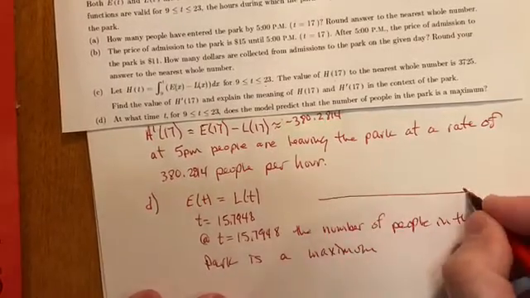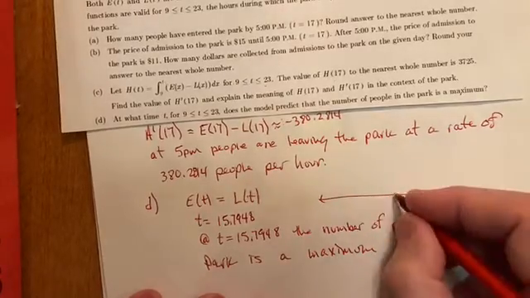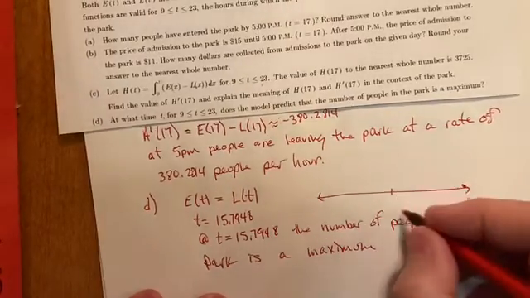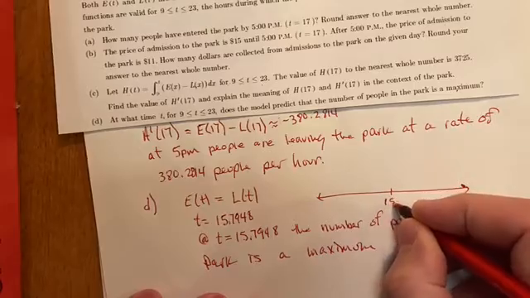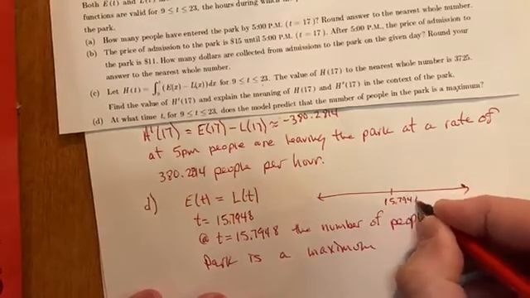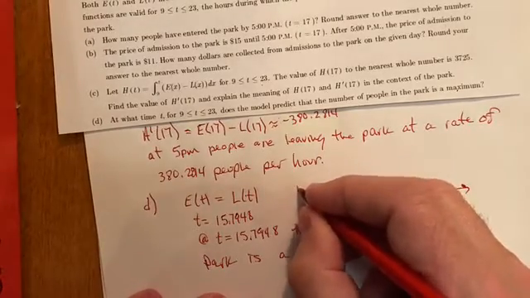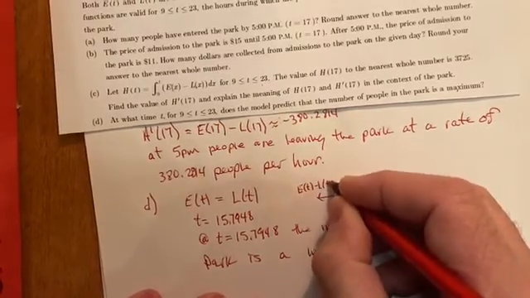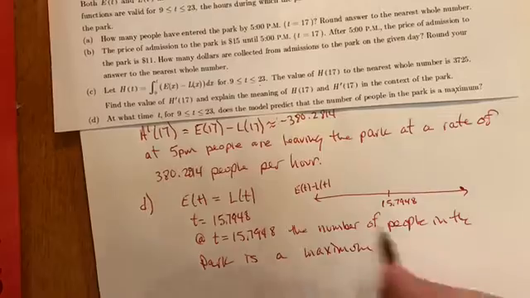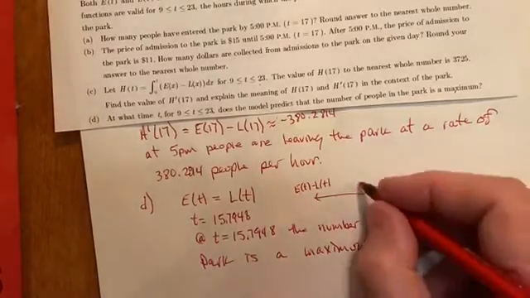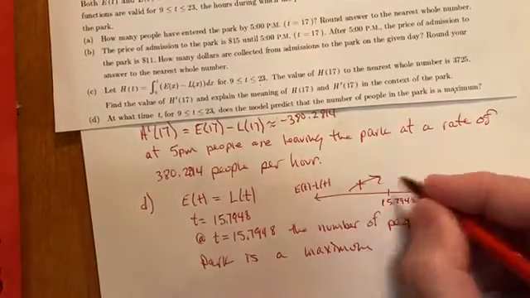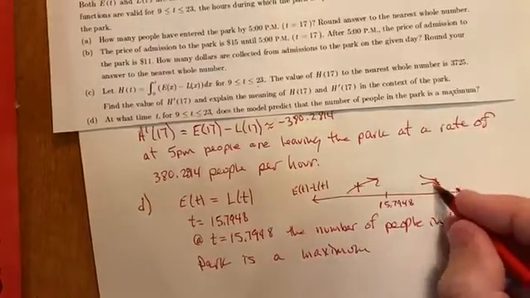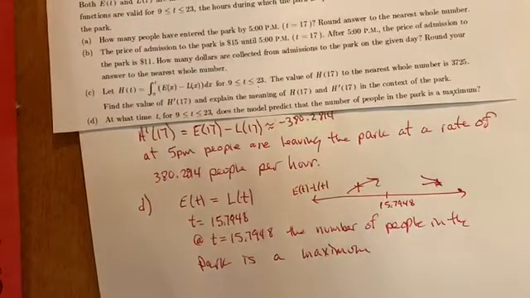And maybe justification if we want: 15.7948, and we'll call this E of t minus L of t. And so this is the rate they're entering, right? And it goes from positive to negative, which means it's a maximum. So that's justification too. So anyway, that's what we got.